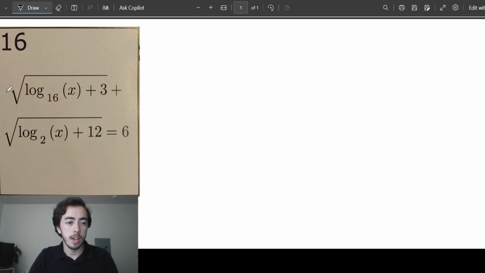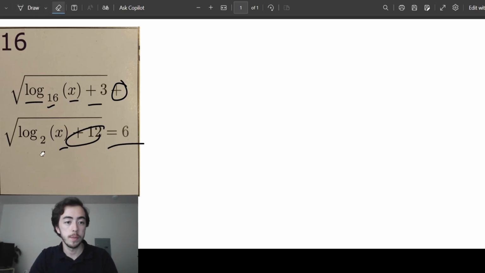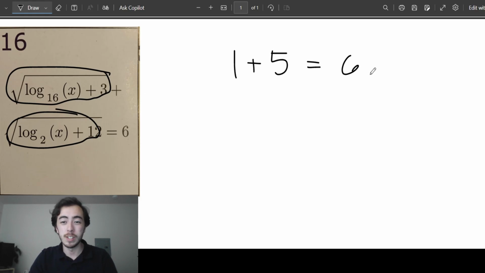I'm seeing that we have the square root of log base 16 of x plus 3, plus the square root of log base 2 of x plus 12, is equal to 6. So I'm thinking of a few things right now: we have two numbers essentially added together equals 6. And so I'm hoping that maybe these are going to be whole numbers. We could kind of guess and check. That could be a valid solution here. Also, maybe it would even be 0 plus 6. That could be a possibility here.